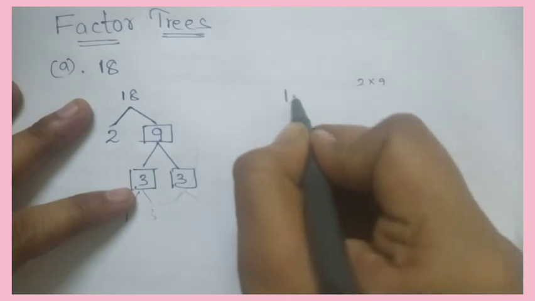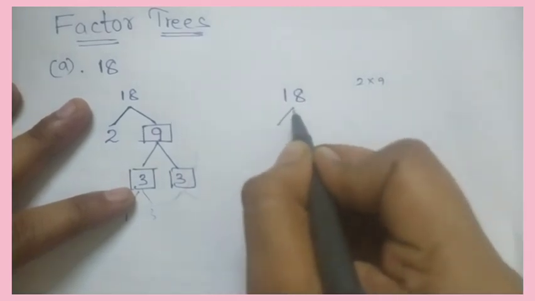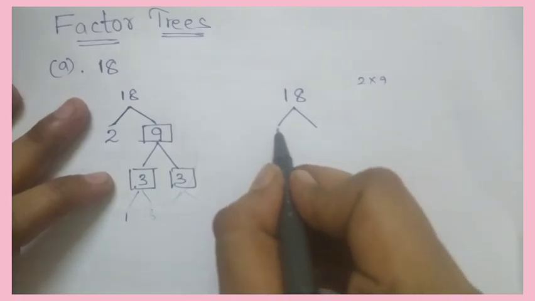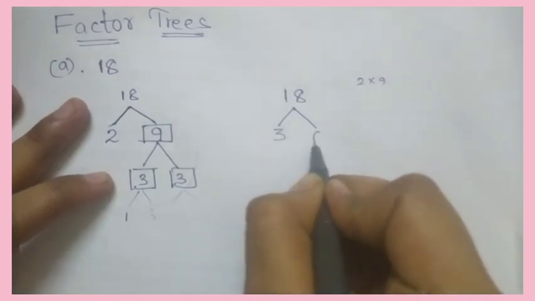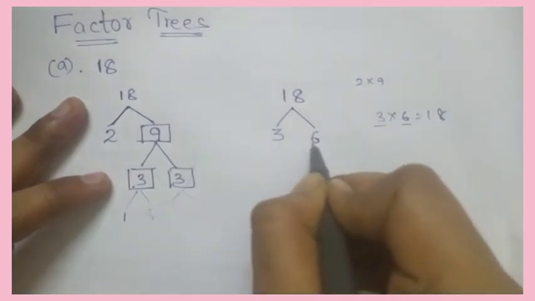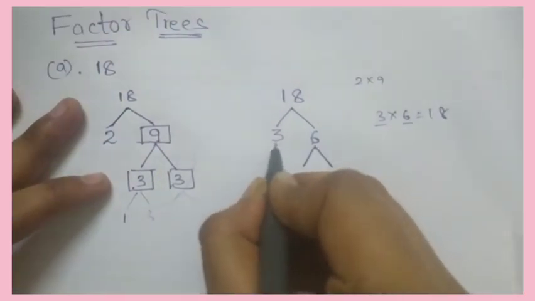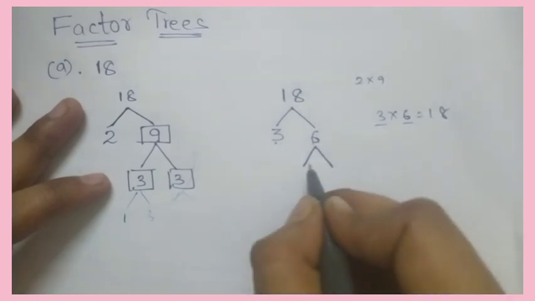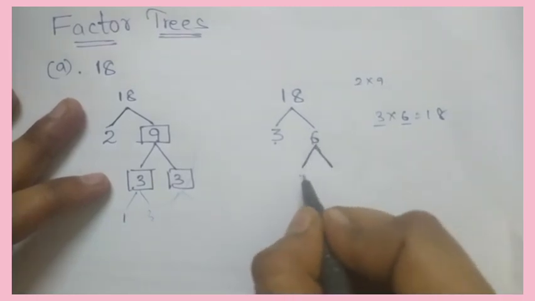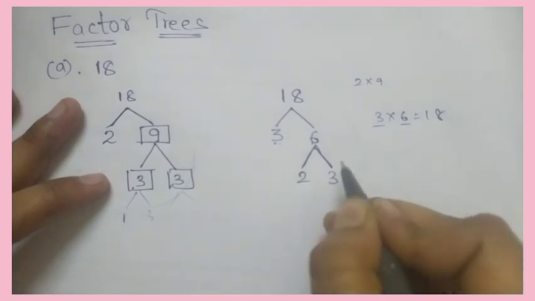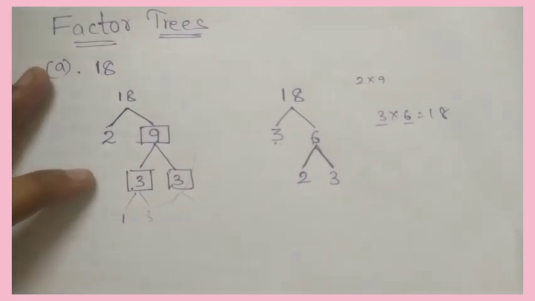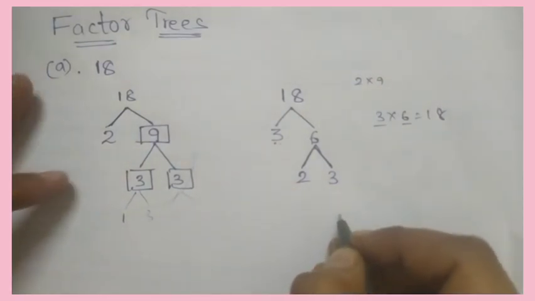One more factor tree we can draw with 18. In the 3 table we will get 18. Yes, 3 6s are 18. So we will write 3 and 6 here. For 3 we cannot split, but for 6 we can split. So 2 parts. In the 2 table we will get 6. 2 3s are 6. Now we cannot do further.